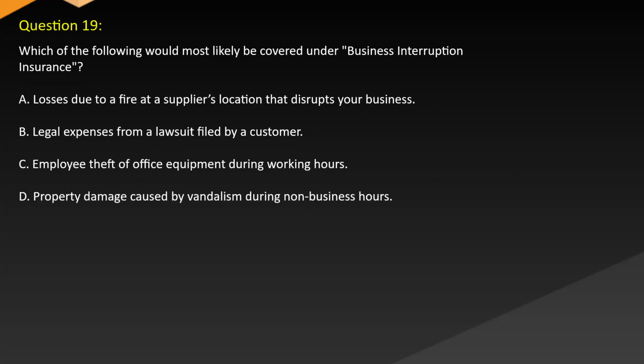Question 19. Which of the following would most likely be covered under business interruption insurance? A. Losses due to a fire at a supplier's location that disrupts your business. B. Legal expenses from a lawsuit filed by a customer. C. Employee theft of office equipment during working hours. D. Property damage caused by vandalism during non-business hours.